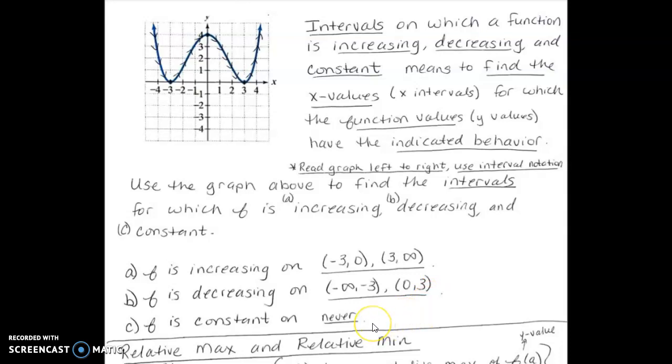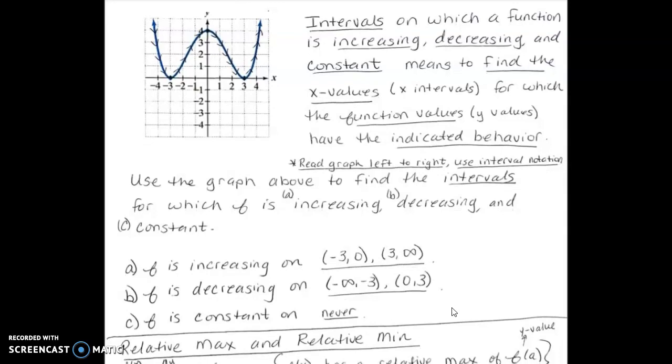And this graph is never constant. Constant would mean a straight flat line. In other words, y values remaining constant throughout an interval, which is not the case on this graph. Okay, we'll do another example of that later.